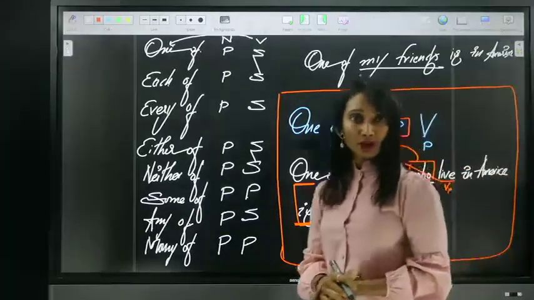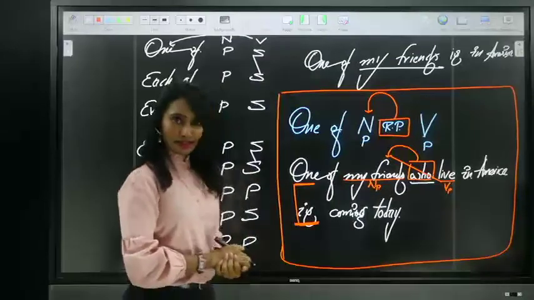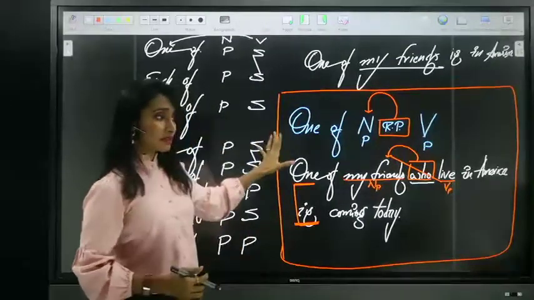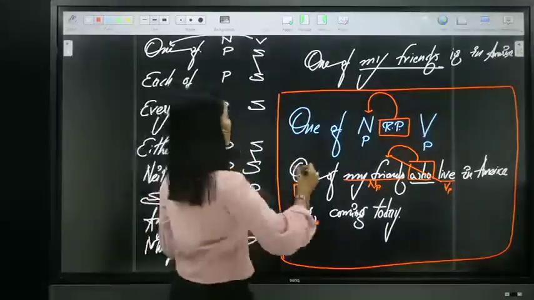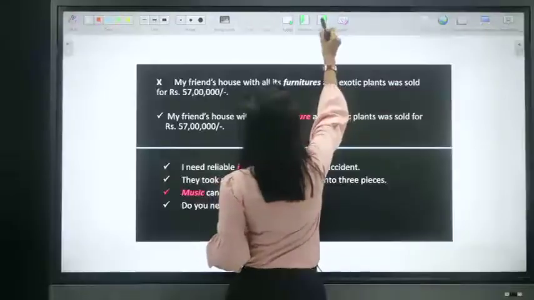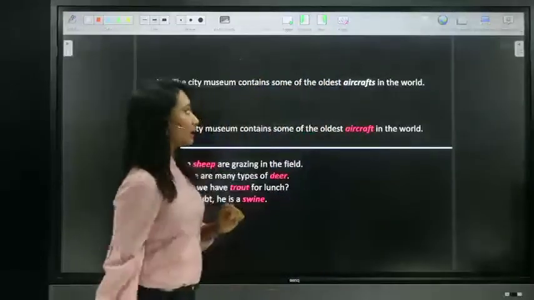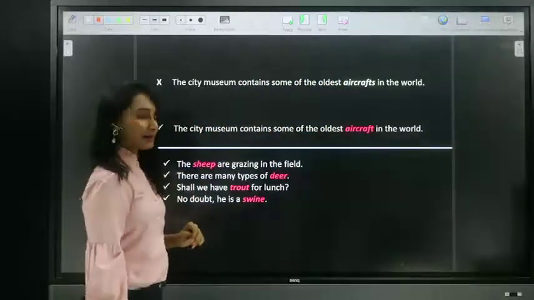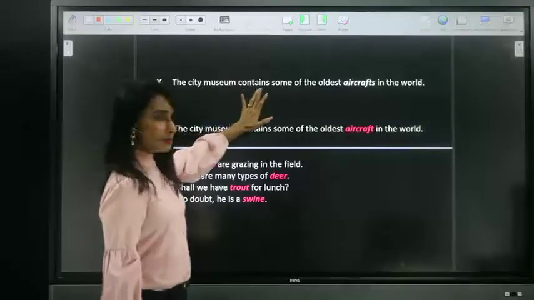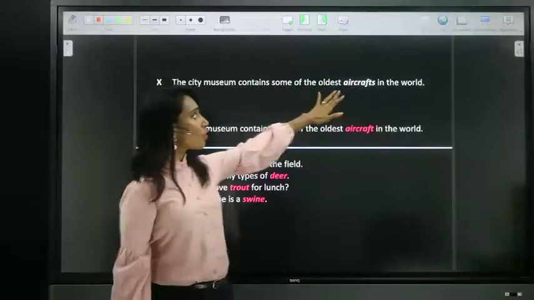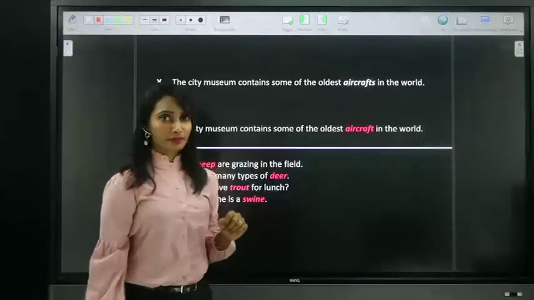Well, there are no comments. It means it is clear. So do remember this concept, guys. It's very important for you. Now let's move on to the next one. Now look at this sentence. The city museum contains some of the oldest aircrafts in the world.